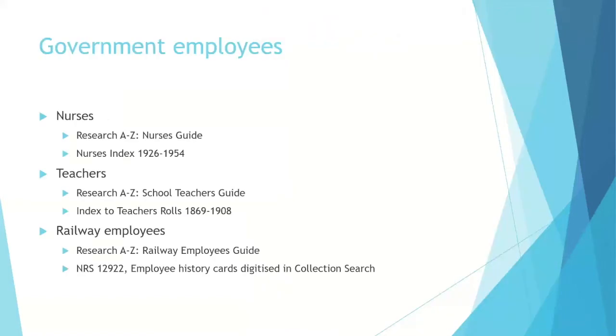We also have records of specific government employees. So here I'm thinking about occupations like nurses, teachers, railway employees. In each of those instances, if you go to our research A to Z, you'll see we do have a short guide on nurses. We do have a guide on researching school teachers, and we also have a guide on the railway employees. So what we'll do first is have a little think about the nurses, and just make a note that in each of these instances we do have some indexes for these employees.